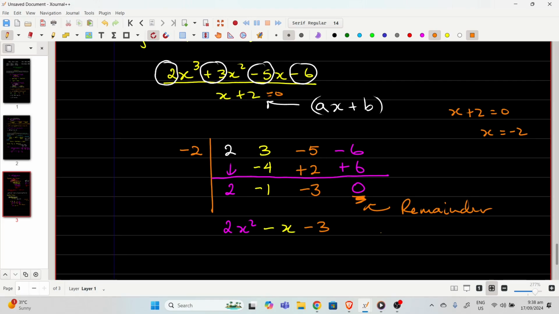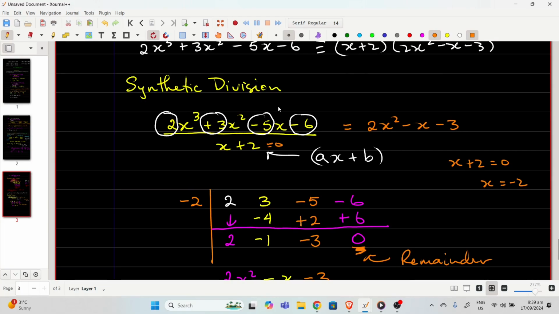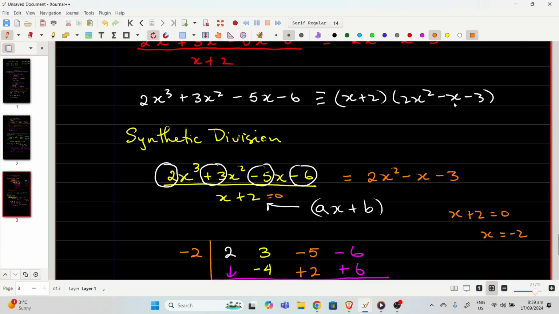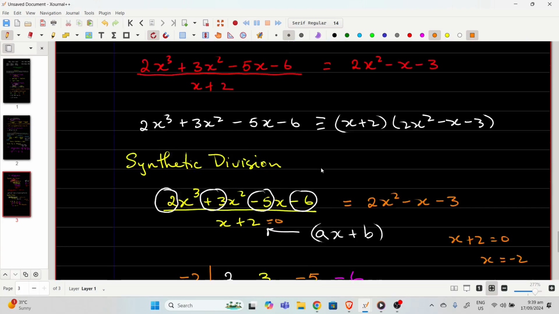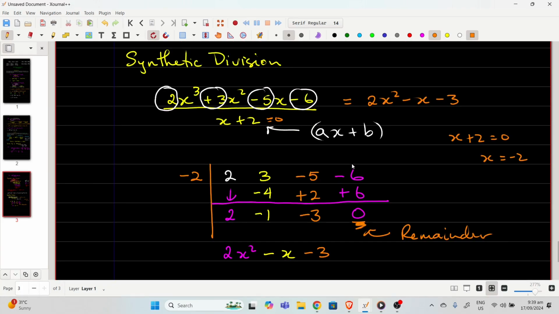That there is the remainder, so the remainder is 0. So that means that the result of this divided by this is equivalent to 2x squared minus x minus 3. That's the answer. And if you look back, you would see that that is the exact same answer that we got here previously. Right? So instead of doing all of this, we can just simply do this and that will work. But again, it only works when you have a divisor that is of this form, ax plus b.